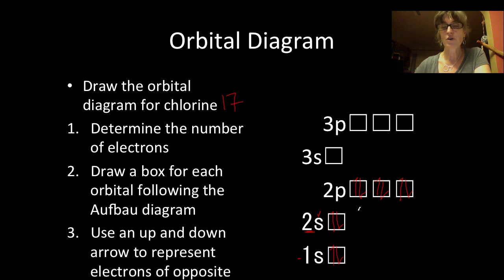So I have 4 and 6 is 10, so I need 7 more. I'm going to go up to the third energy level, and I put 2 electrons there. And then in the p orbitals of the third level, I'm going to fill up singly, according to Hund's rule, and then doubly my last 2 electrons. And here are my 17 electrons, and here's the orbital diagram for chlorine.